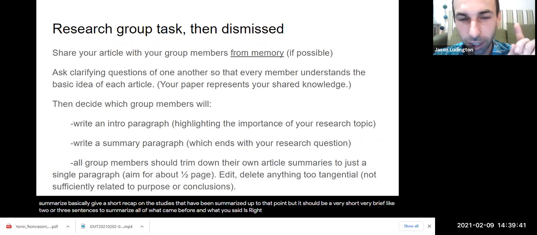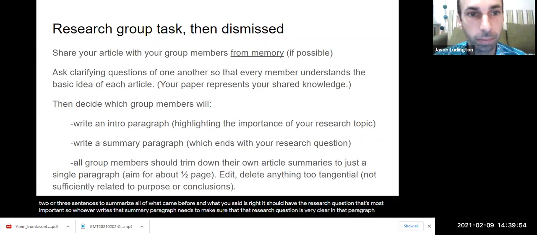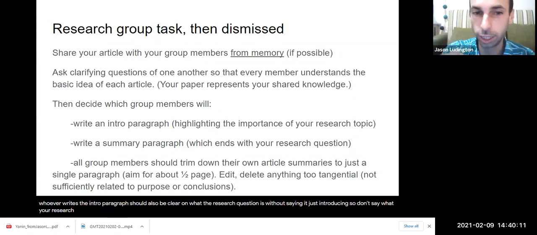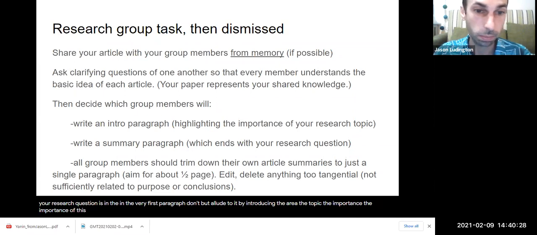And what you said is right. It should have the research question. That's most important. So whoever writes that summary paragraph needs to make sure that that research question is very clear in that paragraph. Also, whoever writes the intro paragraph should also be clear on what the research question is without saying it, just introducing. So don't say what your research question is in the very first paragraph. Don't. But allude to it by introducing the area, the topic, the importance of this particular area of research. Any questions further?